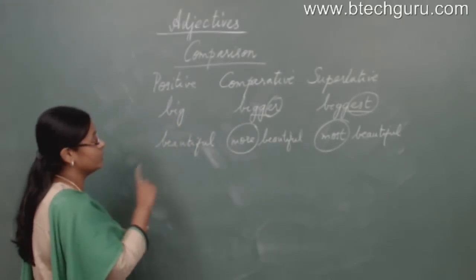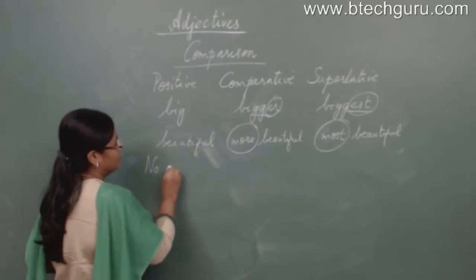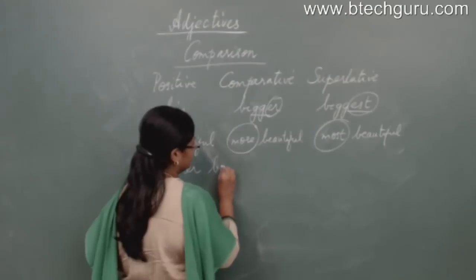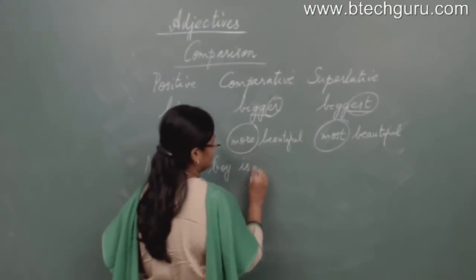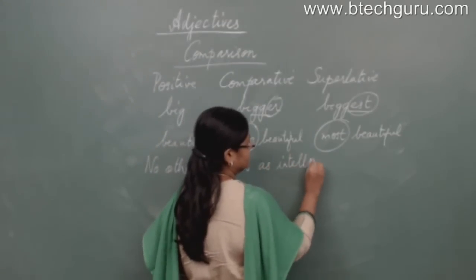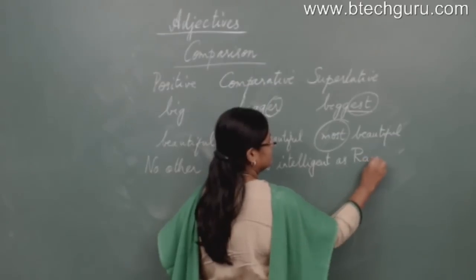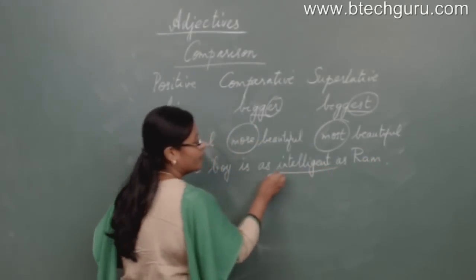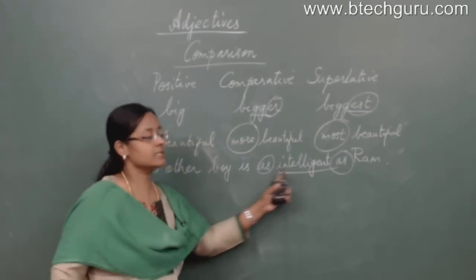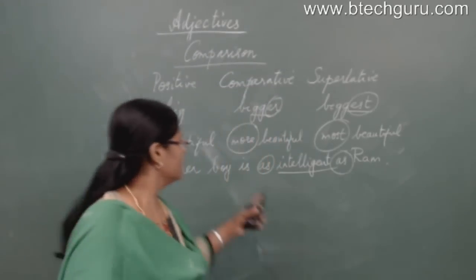And when you interchange degrees, then we have this format. No other boy is as intelligent as Ram. Now this is the positive degree, and it's important to use these: as intelligent as, as big as, as small as, in the positive degree.